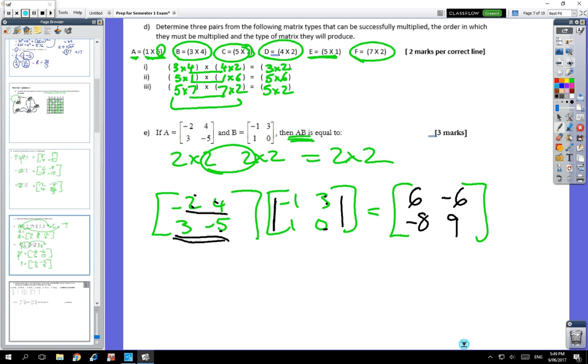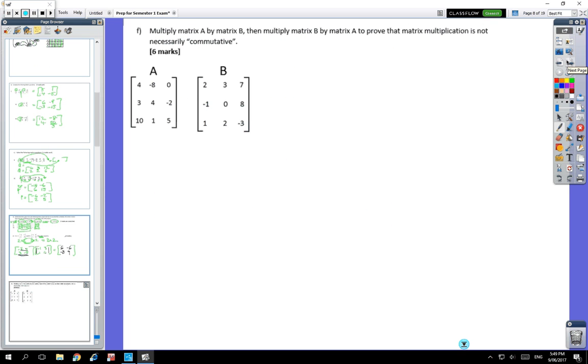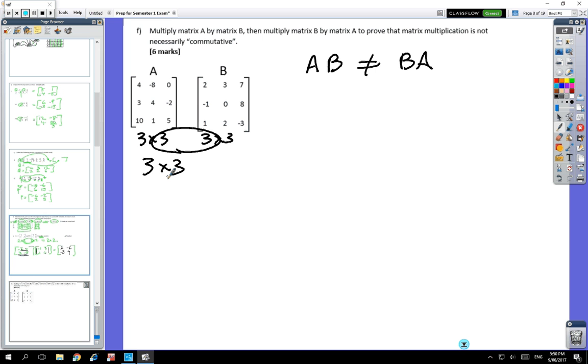Okay, moving on. Okay, multiply matrix A by matrix B, then multiply B by A to prove that multiplication is not commutative. So what we're trying to prove is that A by B does not equal B by A. So we've got a lot of calculations to do. So we've got a 3 by 3 and a 3 by 3. So it doesn't matter. We'll get a 3 by 3 answer, whichever, but the answers won't be the same.